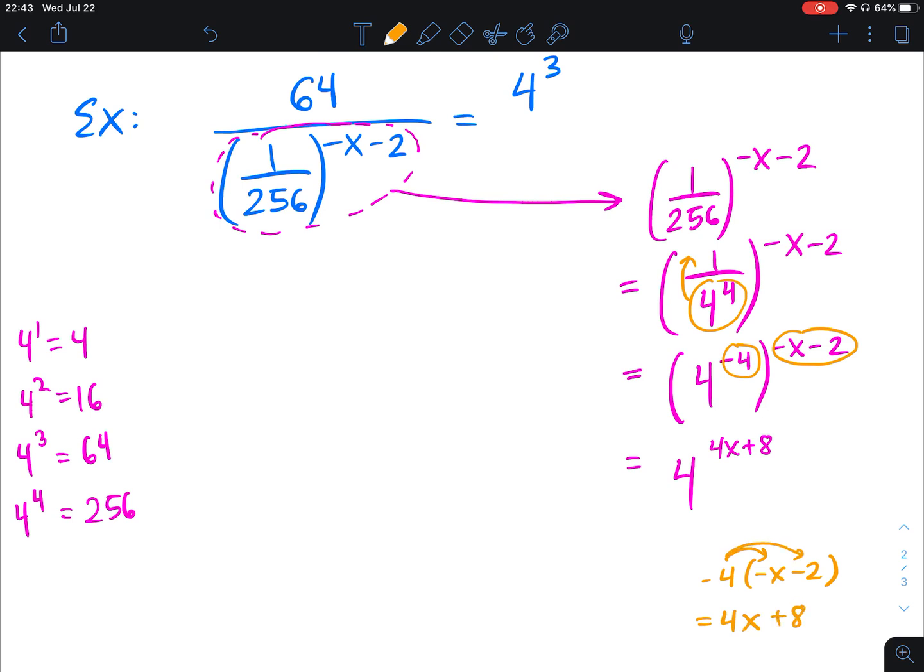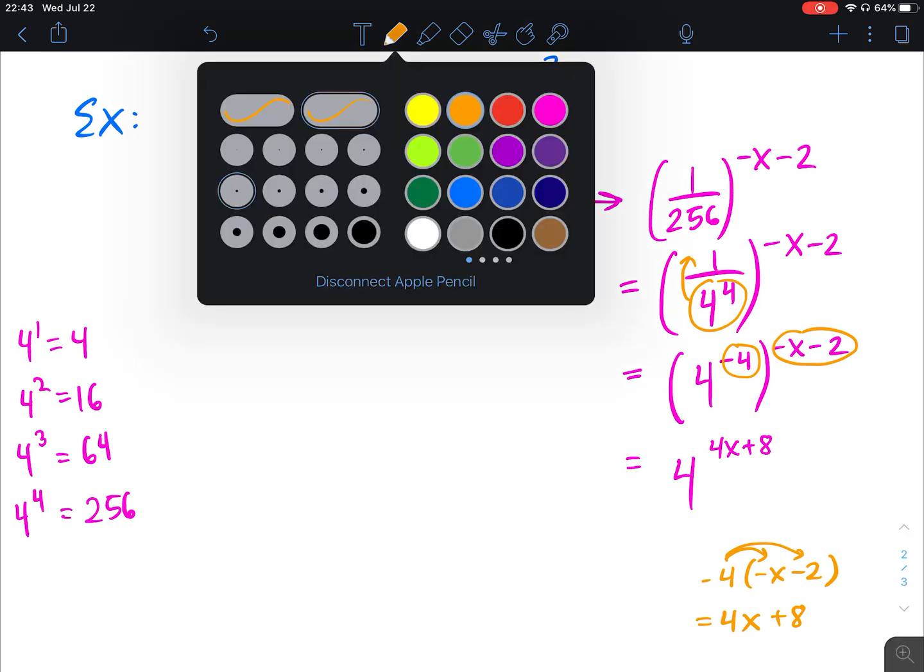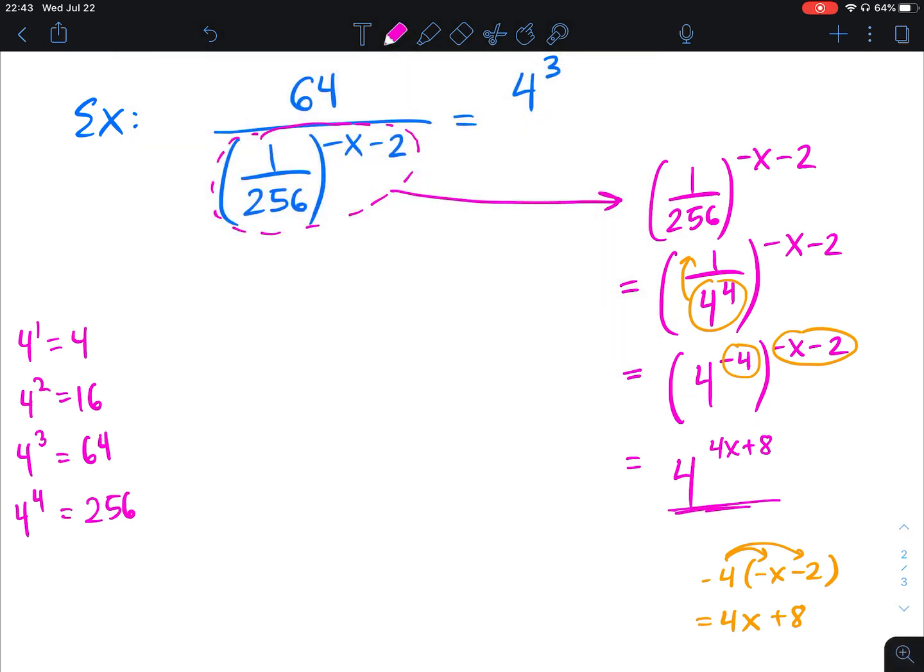So I don't know about you guys, but that last line of 4 to the power of 4x plus 8, that feels a lot nicer to me than the mess we began with in the denominator. So I just chose to kind of tackle that piece a bit first on the side so that I can put it back into the problem that way. Okay, how's that seem so far? Hopefully you're tracking with me and feeling all right.